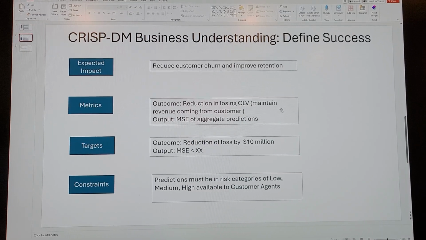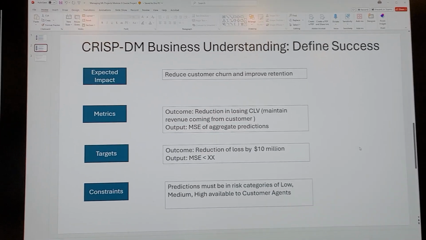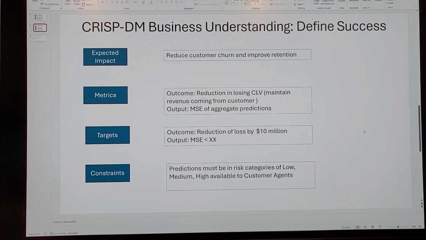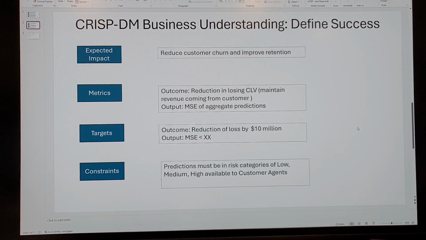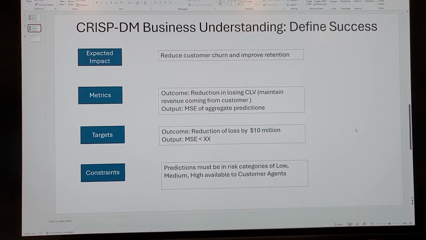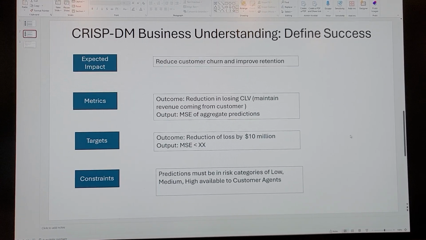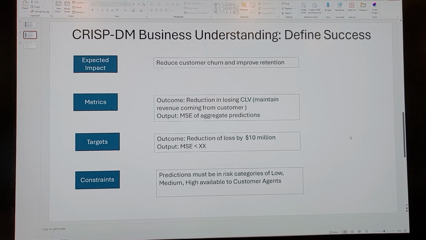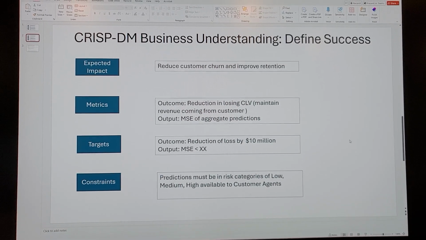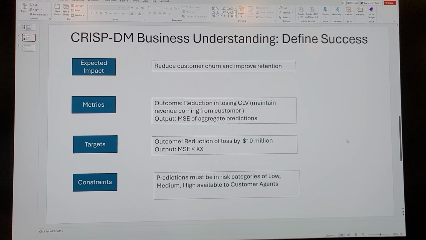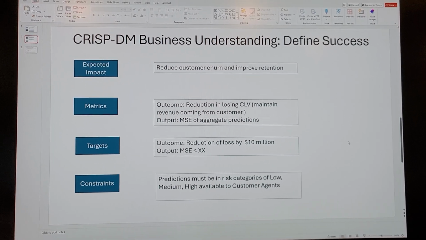So moving to the next one, defining the success using the CRISP-DM, the business understanding. The expected impact is to be able to reduce the customer churn and improve the retention. The metrics I've come up with are really around reduction in losing the CLV, so maintaining the revenue coming from the customer. That's a business outcome.